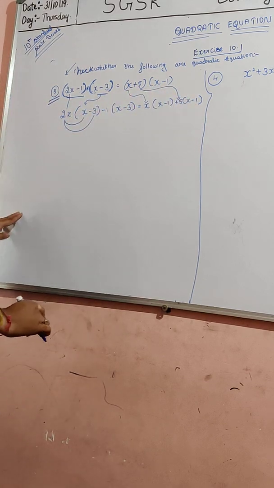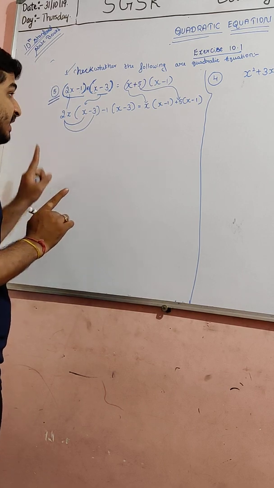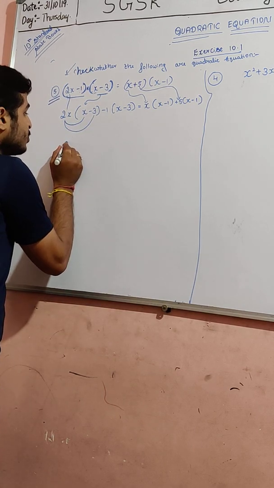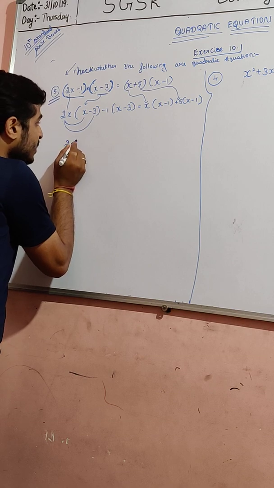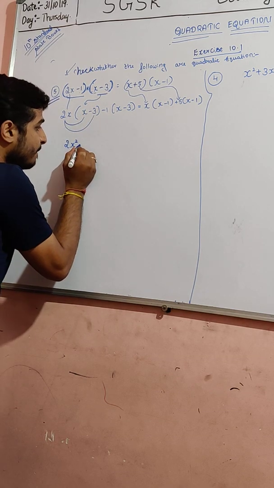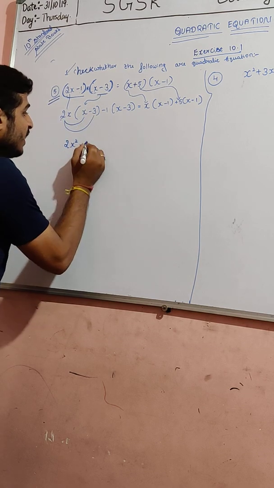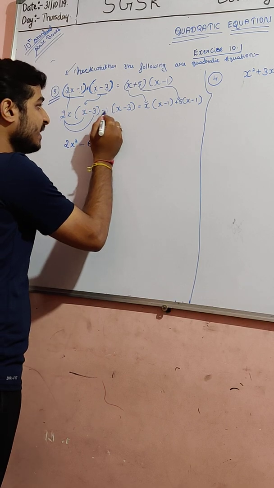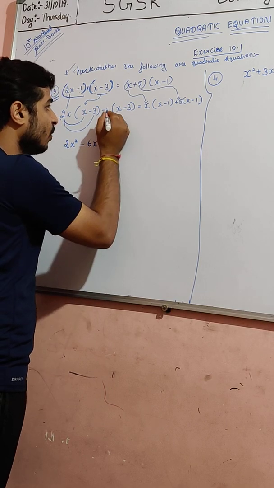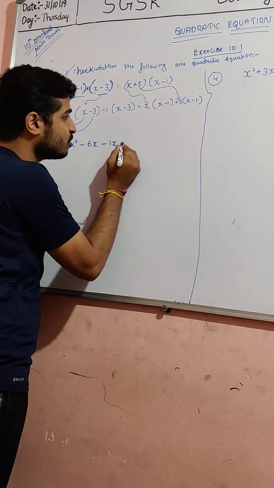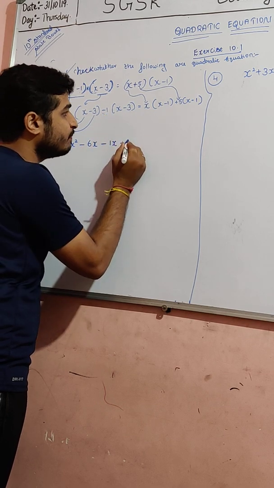Okay, students, now we will multiply each and every value. So 2x into x, it becomes 2x square. In the same way, plus minus, it becomes minus. So 2 into 3, 6x. Okay. So minus into plus, it becomes minus. 1 into x, 1x. So minus into minus, it becomes plus. 1 into 3, it becomes 3.